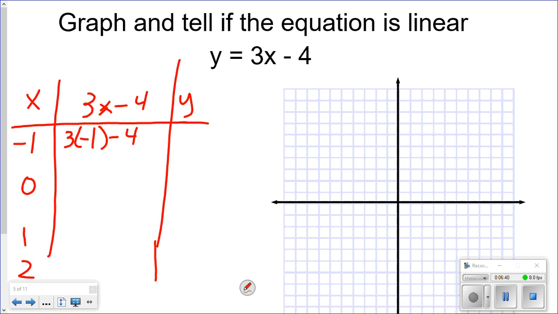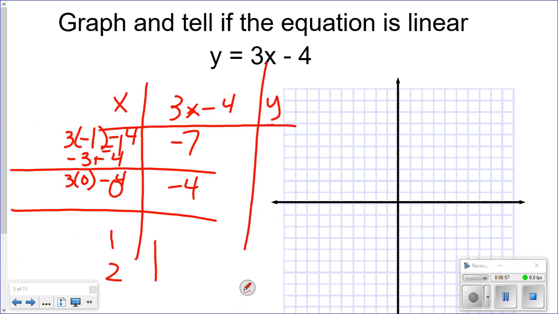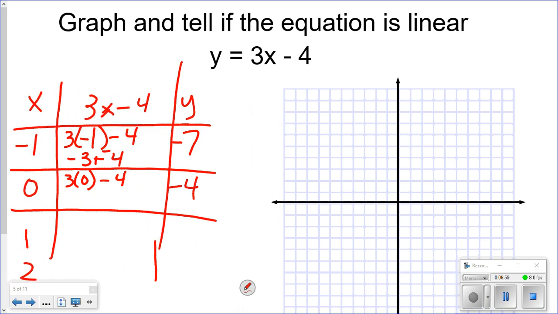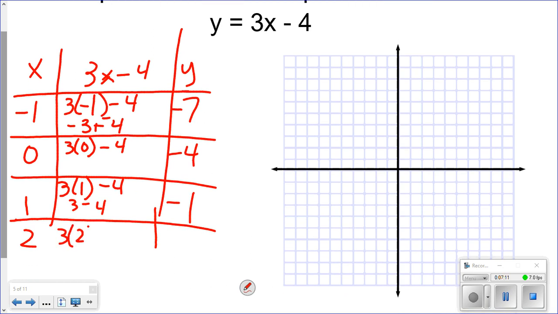So 3 times -1 will be -3, minus 4. We're going to have to keep change. We get a -7 there. We'll do 0, so it'll be 3 times 0 minus 4. So 3 times 0 was 0, minus 4 will be -4. And then 3 times 1 minus 4. So 3 times 1 is 3, minus 4 being -1. And then we're going to put 2 in. So it'll be 6 minus 4, which is 2.